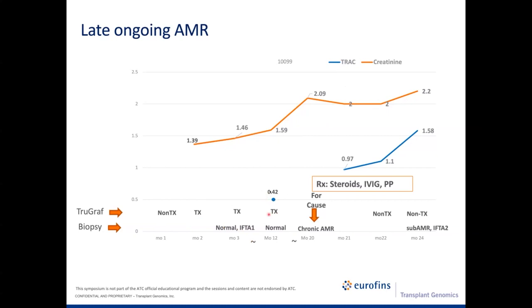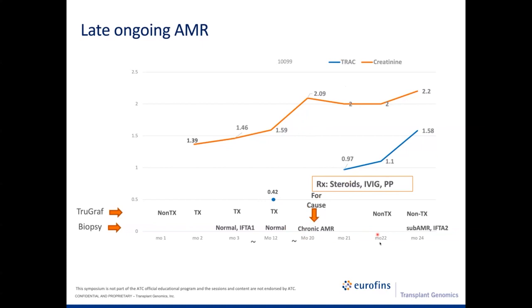Now, this patient, there's a gap here of about 8 months. The patient at month 20 has a rise in serum creatinine. You can see up to 2.0, almost 2.1. They have a for-cause biopsy done. Now, TruGraf is not indicated during times of instability. So this patient doesn't have stable renal function, so we don't do a TruGraf, but they have a biopsy, and it shows AMR with some potentially chronic features. Patient's treated with steroids, IVIG, and plasmapheresis.